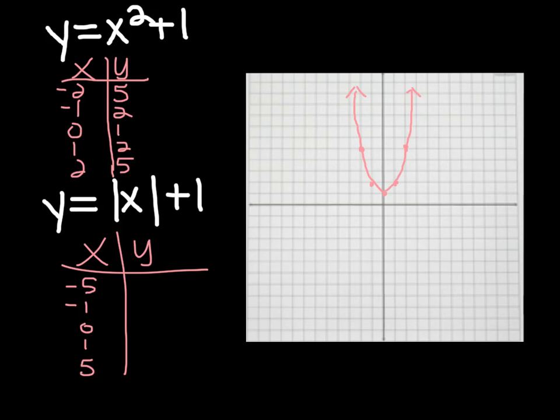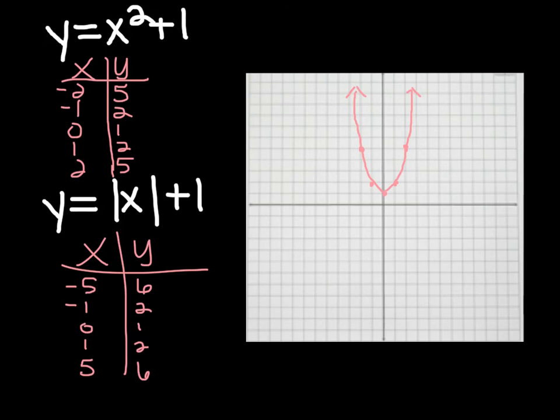If you plug in -5, the absolute value of -5 is 5, plus 1 is 6. If you plug in -1, the absolute value of -1 is 1, plus 1 is 2. If you plug in 0, the absolute value of 0 is 0, plus 1 is 1. The absolute value of 1 plus 1 is 2. And the absolute value of 5 is 5, plus 1 is 6. And I'm actually going to grab a different color. I should have done that to begin with. But now I'm going to graph this.